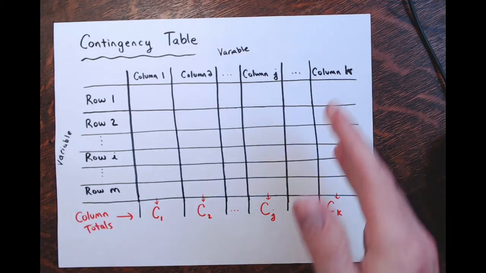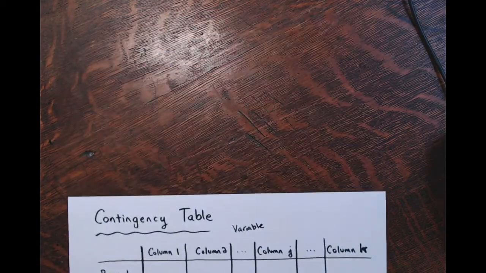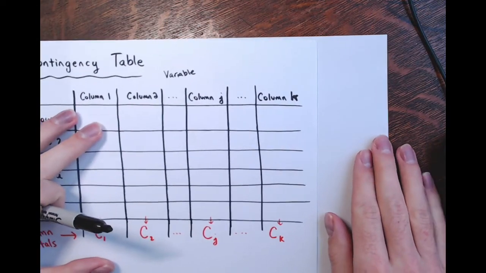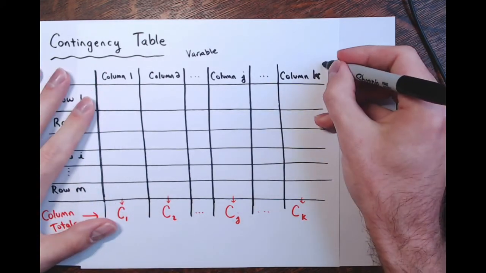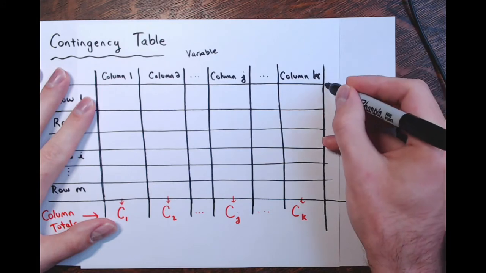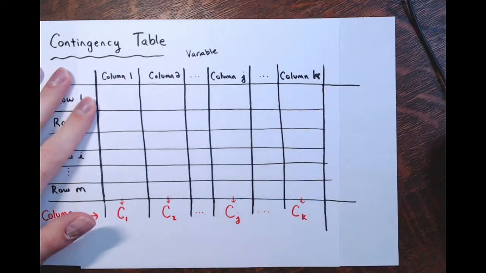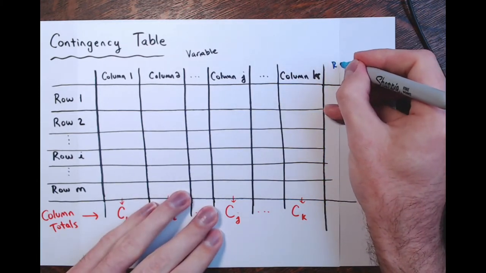And we'll extend it on the right side as well, and I probably should have left some space here. Let me slide another piece of paper. Alright, we're also going to extend on this side and create a new column with our row totals. So this will be for row totals.